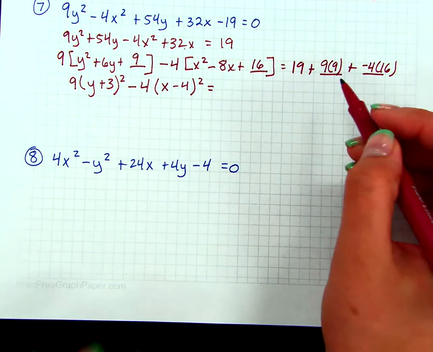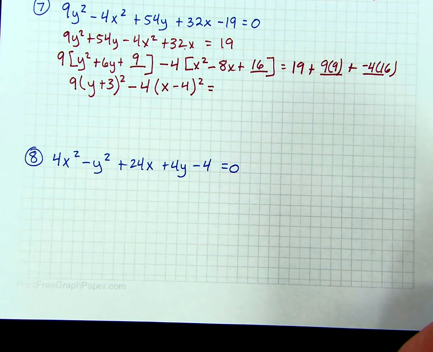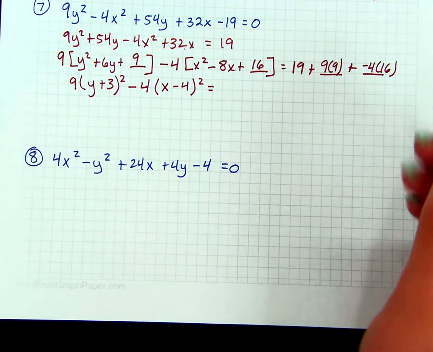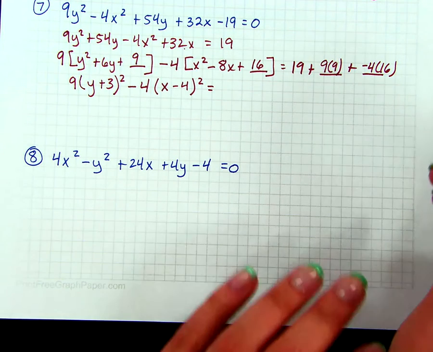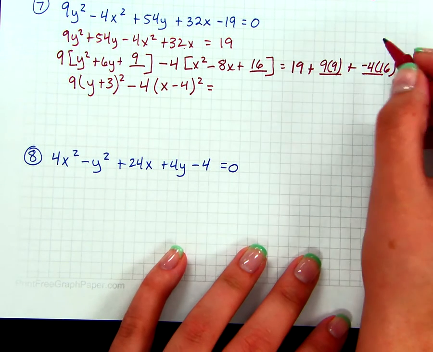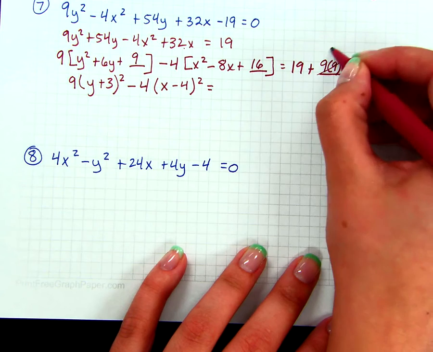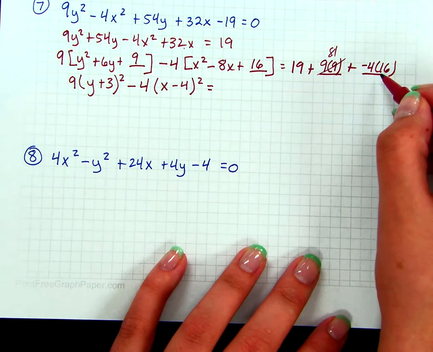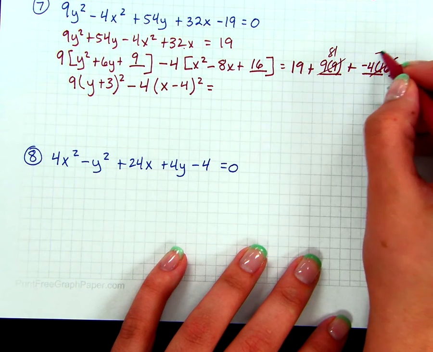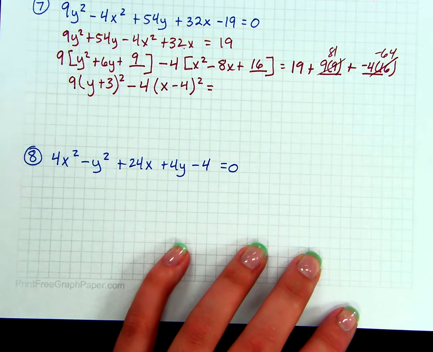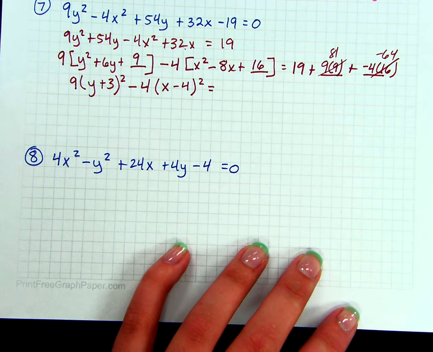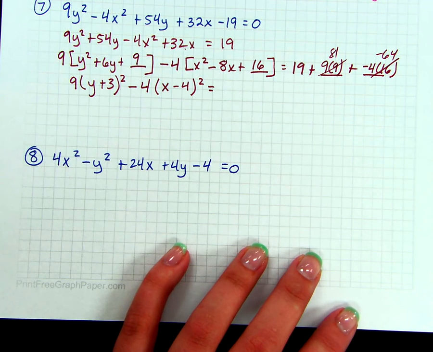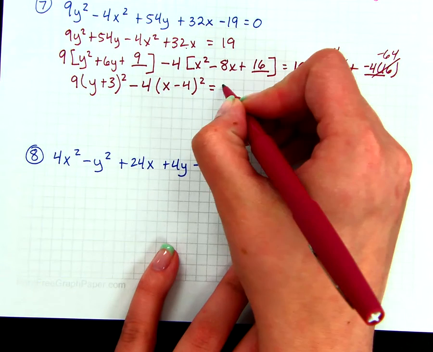So now we are just simplifying. So to do that, we're going to multiply our numbers together and then combine them all at the end. So 9 times 9, so this will be 81. Negative 4 times 16 is a negative 64. So now we're going to take 19 plus 81, which is 100, and then minus 64 is going to give us 36.